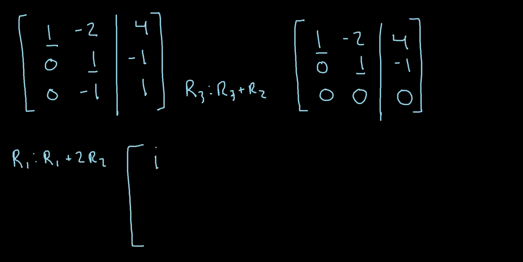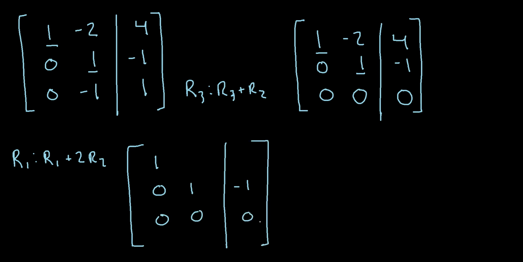We get 1, we'll rewrite the second and third rows since those won't change at all. Okay, we get row 1 plus 2 times row 2. So -2 plus 2 times 1, that's 0. And then we get 4 plus 2 times -1. So 2 times -1 is -2. So we get 4 plus a -2, that's a 2. So this matrix is now in reduced row echelon form.